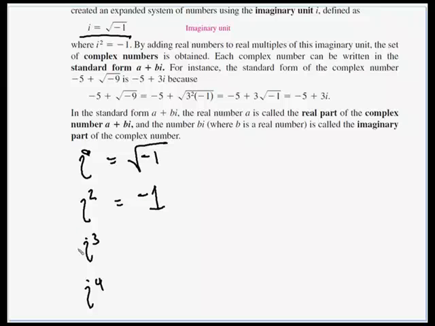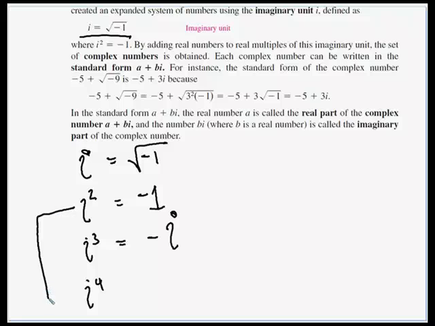So what would i to the third be? Well, remember, we can break i to the third up into i squared times i. So if we multiply these together, we're going to get negative i. We're sort of multiplying here: i times negative 1, because this is the same thing as i to the first power times i squared, which is equal to i to the third. So negative i.